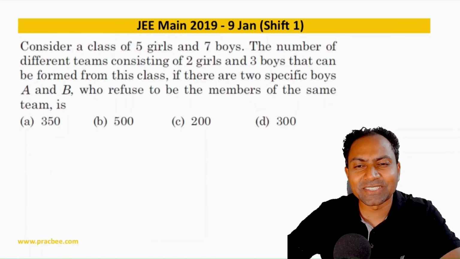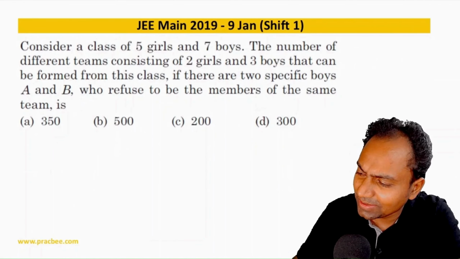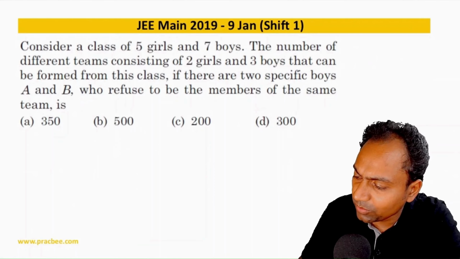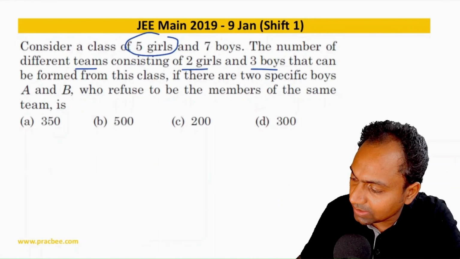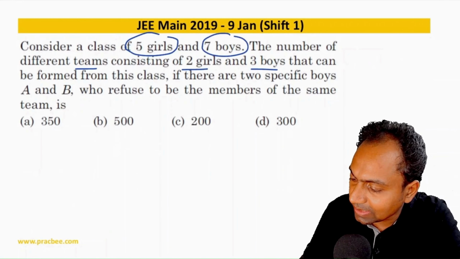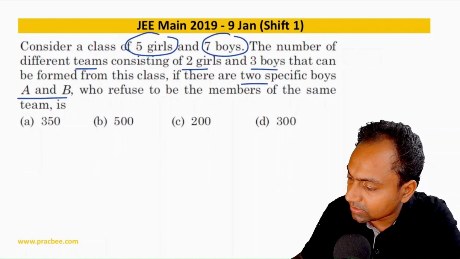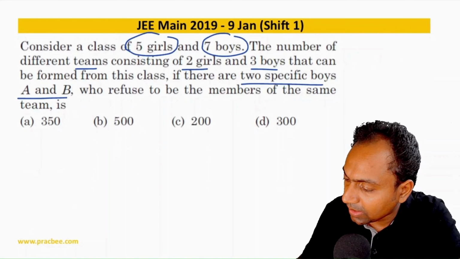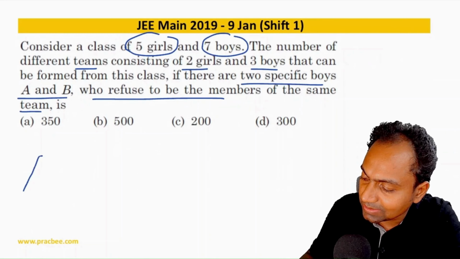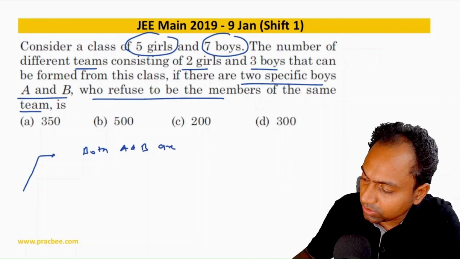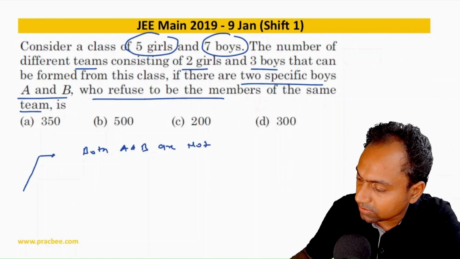Now again, an extremely simple question in 2019. This question talks about you have to make a team of 2 girls and 3 boys out of 5 girls and 7 boys, such that 2 specific boys A and B should not be there in the same team. So now there could be 3 cases. One, both A and B are not included. This is a very important case.